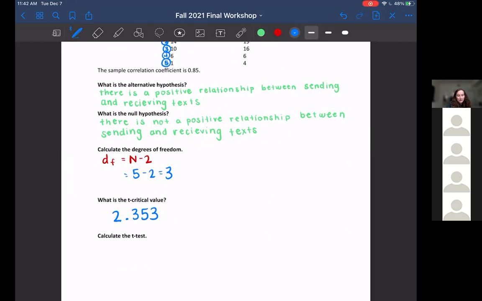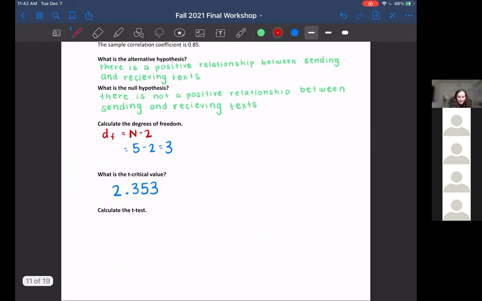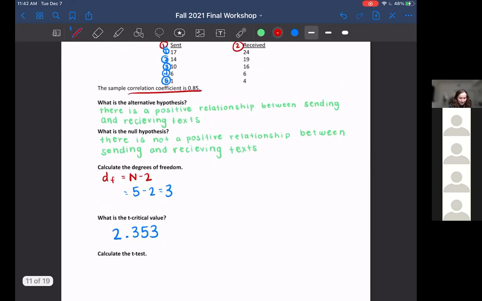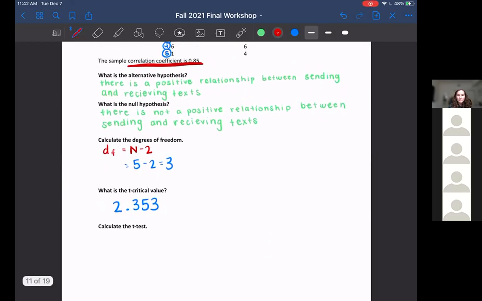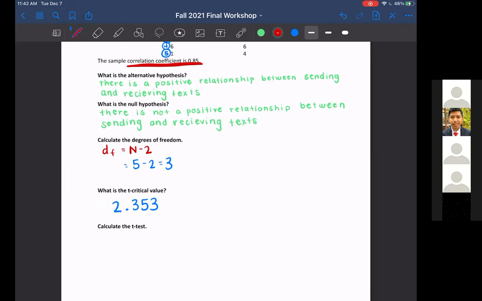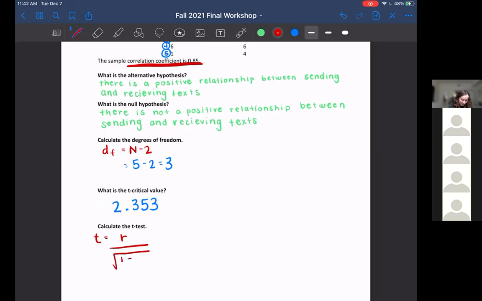No? Okay, then let's move on to how to calculate the t-test. There are many equations for how to calculate a t-test, right? This one specifically, we're going to use one that has the sample correlation coefficient in it. Does anyone have that equation possibly? If not, I could give it. No? Okay, so the equation is t equals r divided by the square root of (1 minus r squared) divided by (n minus 2). Can anyone remind me what r stands for?